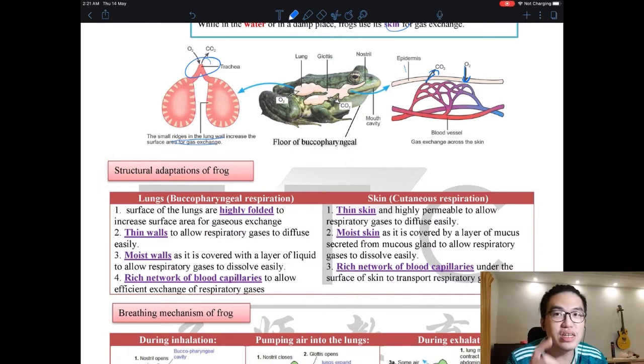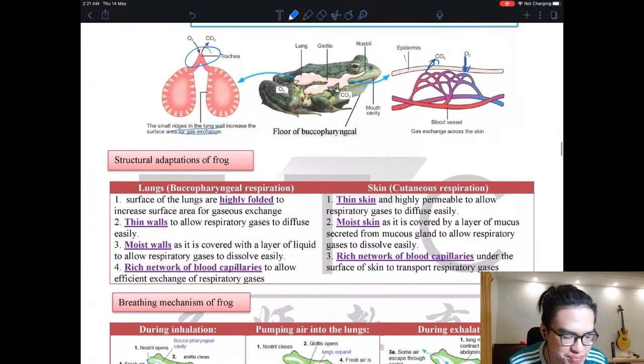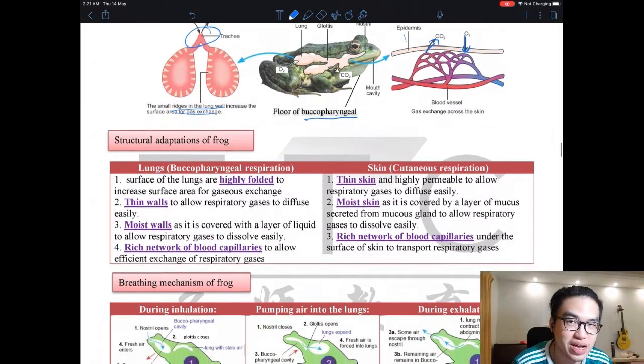So instead of, just now with fish, the mouth being called the buccal cavity, here we call it the buccal pharyngeal. Wow, long word, I know. It's called buccal pharyngeal. So let's look at the adaptation.